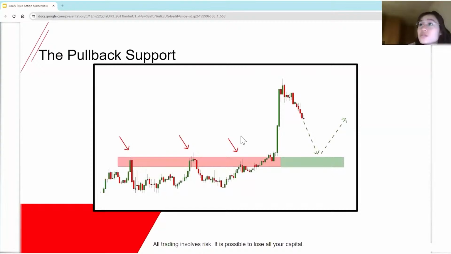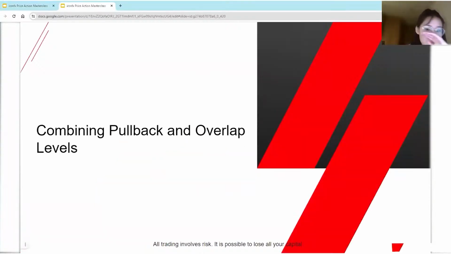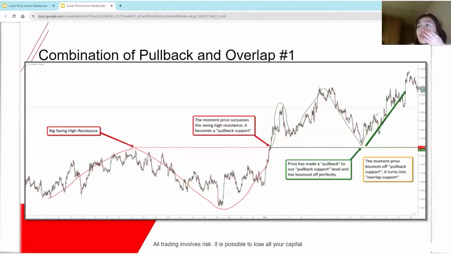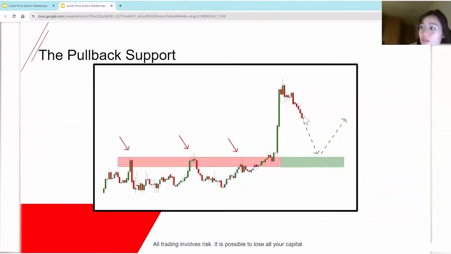Okay, so now let's combine our pullback and overlap levels. I already mentioned the pullback support earlier, so let's talk about our overlap levels now. An overlap level, like I mentioned earlier, is basically when price comes back to it like this and it actually reverses off of it. So when we have a swing high and a swing low that line up nicely, that's an overlap.